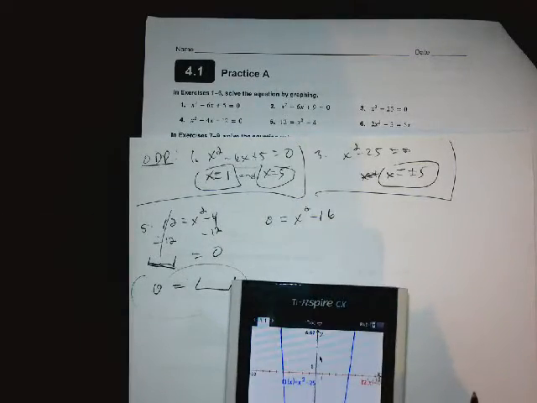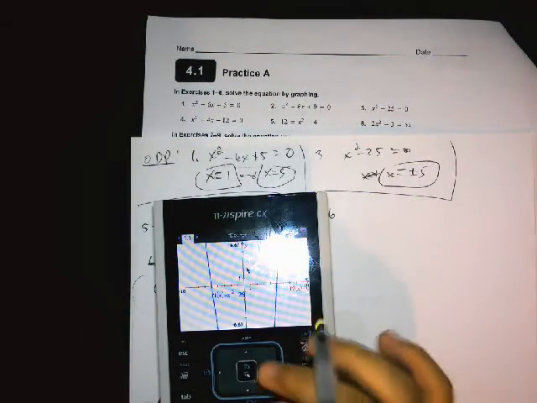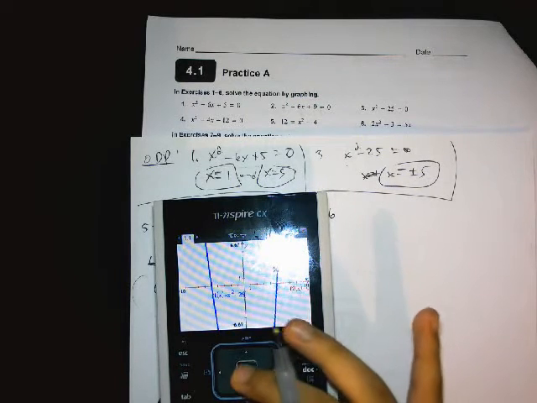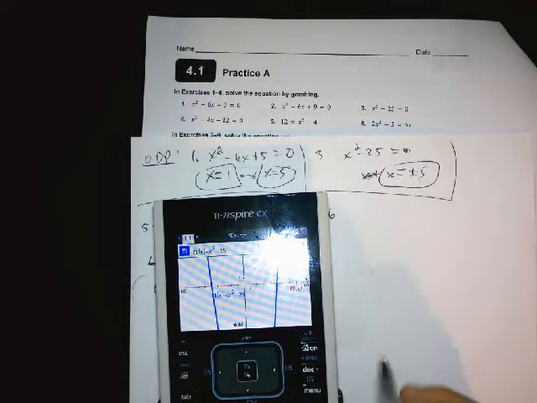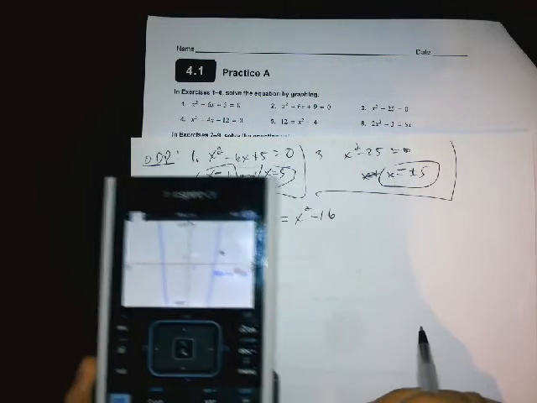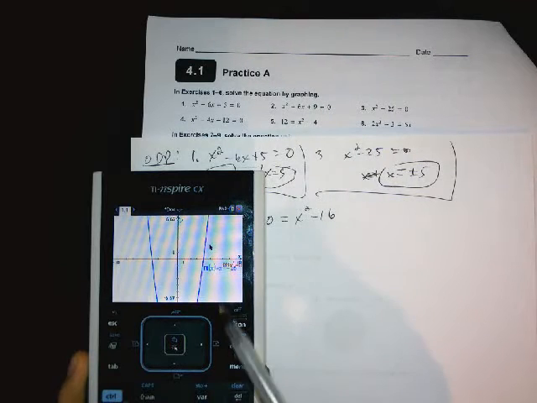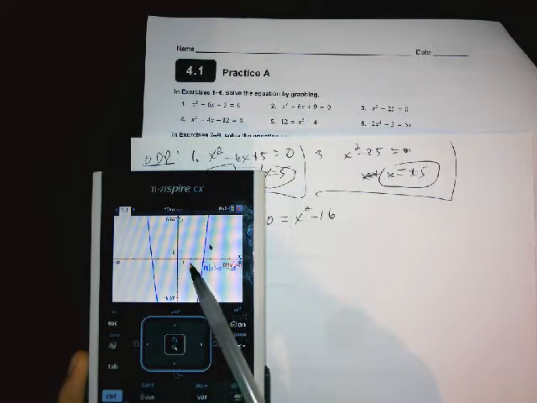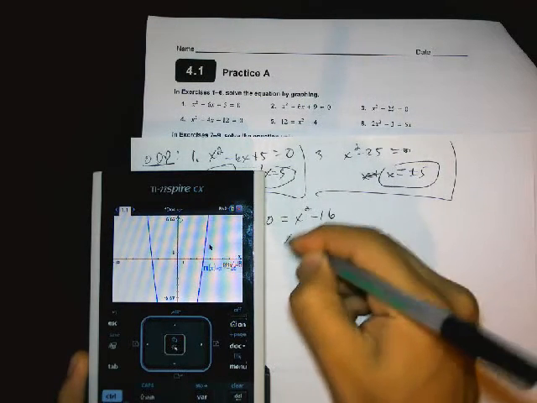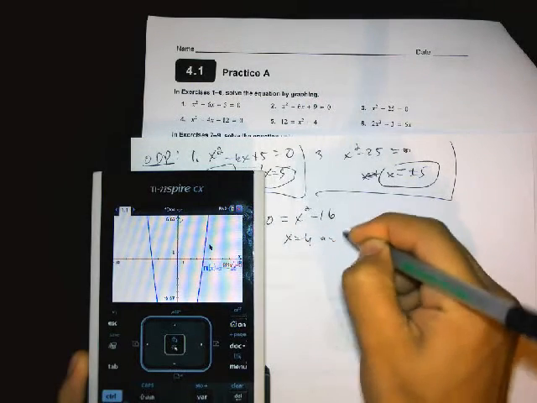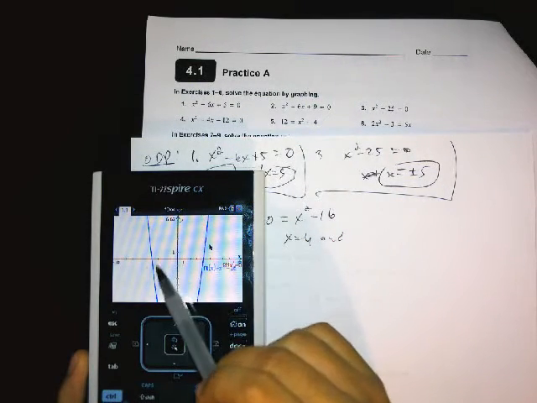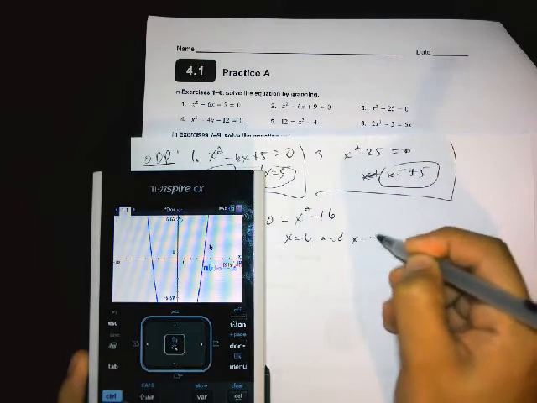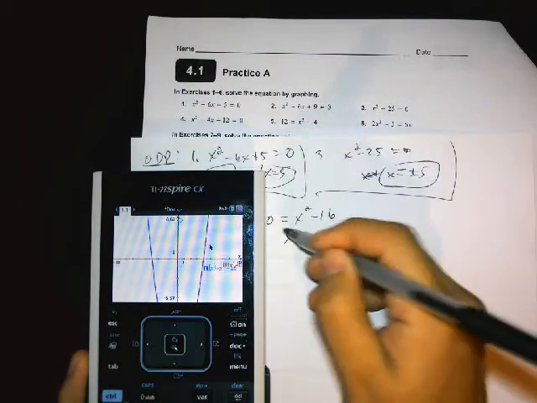So now we're going to do the same thing. We're going to go to our calculator. I'm changing this one, and it's x squared minus 16. So in my graph, I can see that they intersect at 1, 2, 3, 4, positive 4. So x equals 4, and 1, 2, 3, 4. X equals negative 4. So plus and minus 4 as well.